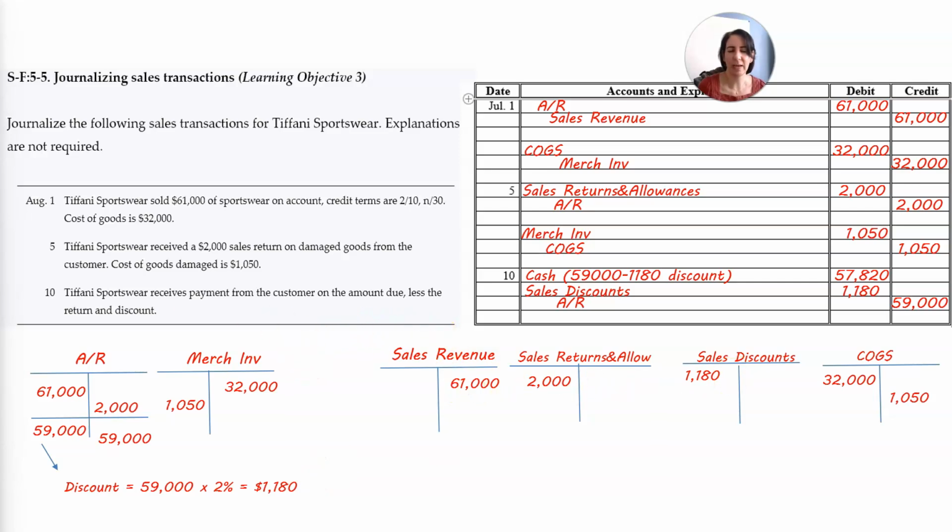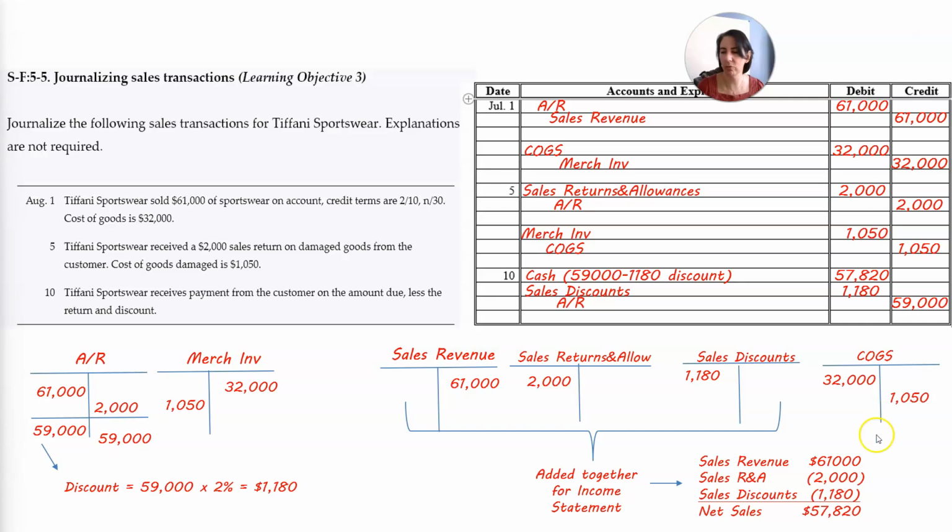These guys, like I was saying, are balance sheet items, they're assets. But these all together, sales revenue minus sales returns and allowances minus sales discounts, give you that net sales number for the income statement. You see how they carry opposite balances. These are contra accounts to sales revenue, meaning they carry opposite balances and go against it. And then it would be minus the cost of goods sold number, which gives us gross profit.